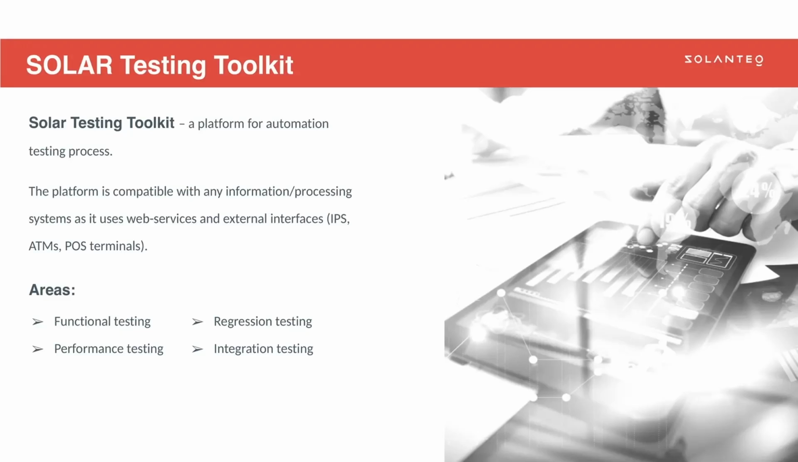Solar Testing Toolkit is mainly used for testing processing systems, but any system providing an API can act as a testable one. All test scenarios are configured and managed via the web interface, so no additional software installation is required for employees. The platform supports various types of testing: functional, performance, regression, and integration testing, which allows you to meet all the needs of a QA team with a single solution.